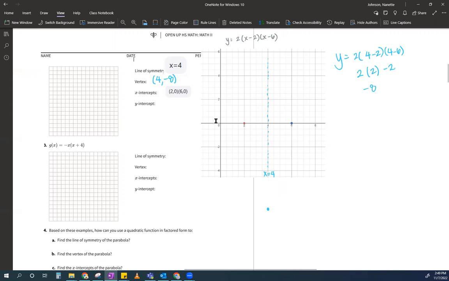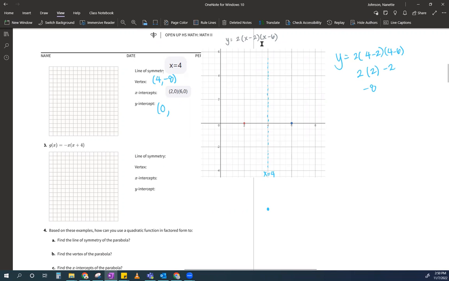Very good. And then the last thing is asking me for my y-intercept. Well, my y-intercept is when x is equal to 0. So what do you think I'm going to do with this 0? Yeah, exactly. I'm going to plug it in again. Good job. So I'm going to plug it into here, Ms. Johnson. Yes, I'm going to plug it into there.